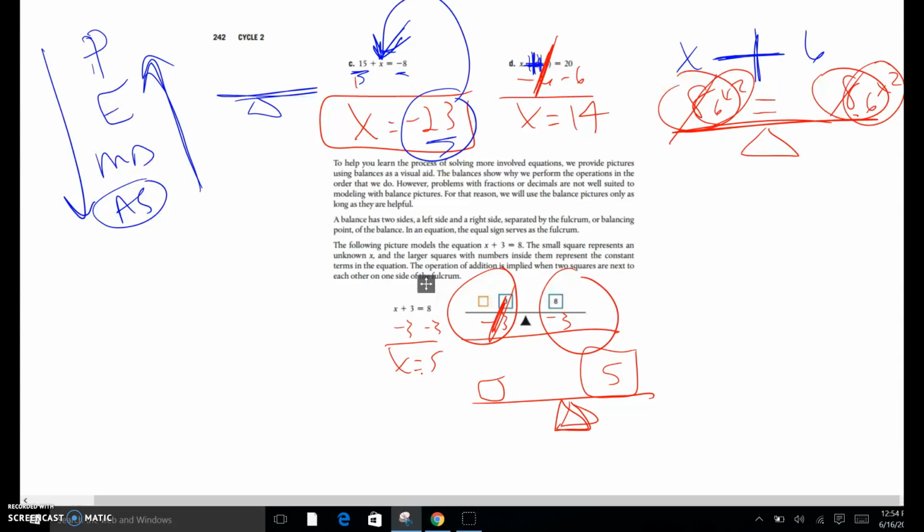But turn to the bottom of page 243. You can read through the example they give you with the little balances, and then try to fill in the chart at the bottom of page 243.